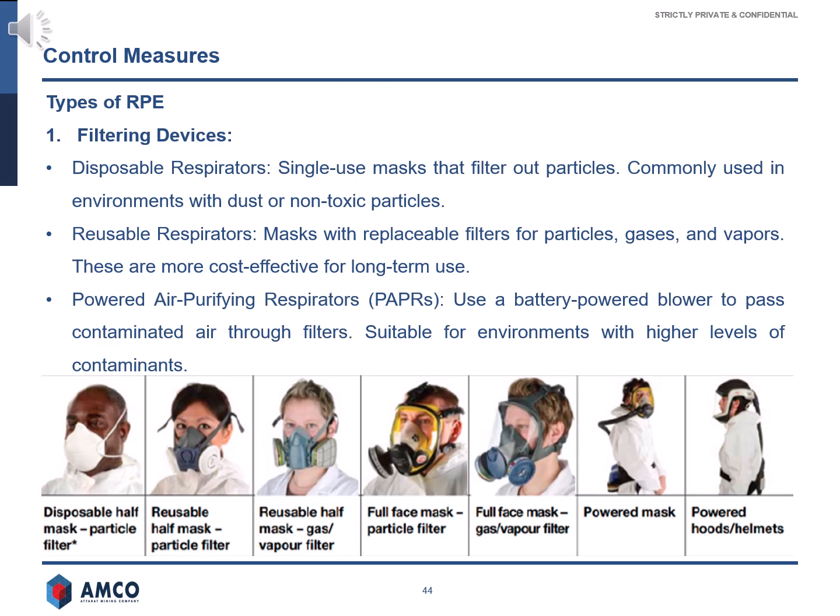Types of RPE. Filtering devices. Disposable respirators, single-use masks that filter out particles. Commonly used in environments with dust or non-toxic particles. Reusable respirators, masks with replaceable filters for particles, gases, and vapors. These are more cost-effective for long-term use. Powered air purifying respirators, PAPRs, use a battery-powered blower to pass contaminated air through filters. Suitable for environments with higher levels of contaminants.